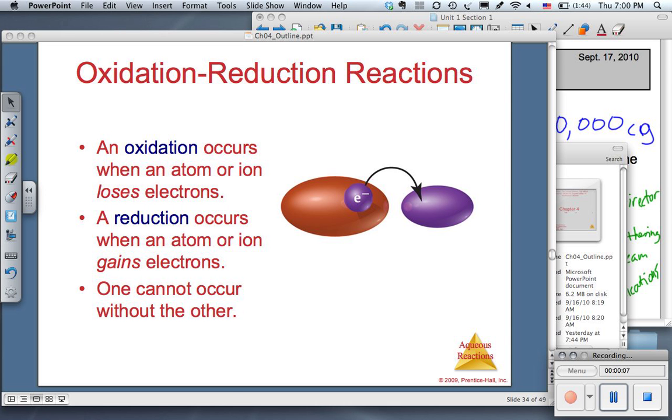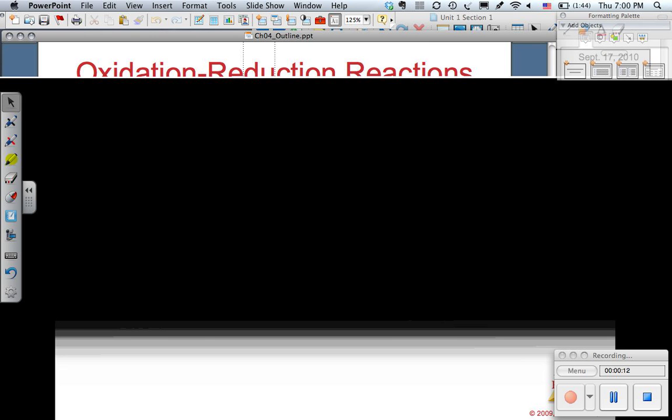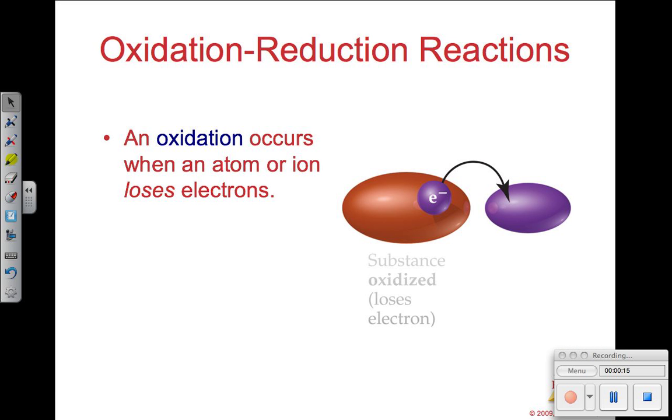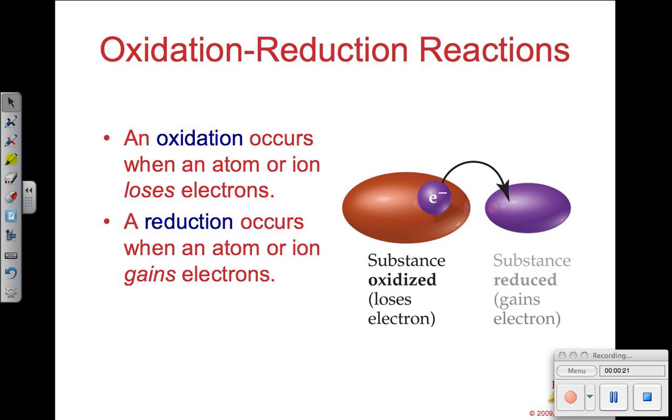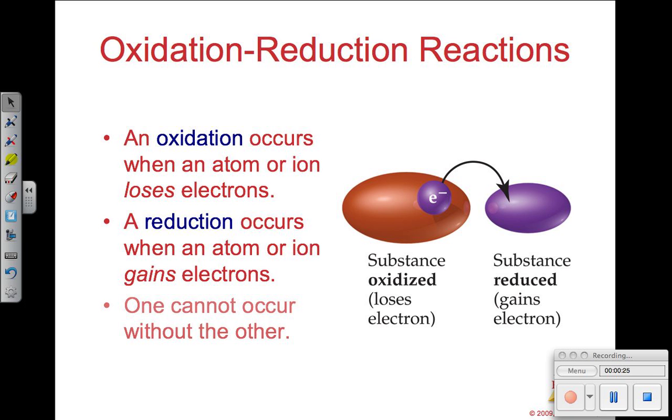All right, so oxidation reduction is what we're looking at today, section 4.4. Oxidation occurs when an atom or an ion loses electrons. A substance that's oxidized loses electrons, and something that is reduced gains electrons. Oxidation and reduction always occur together. You can't have oxidation without reduction or reduction without oxidation.